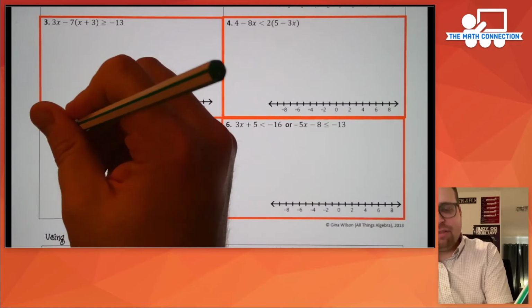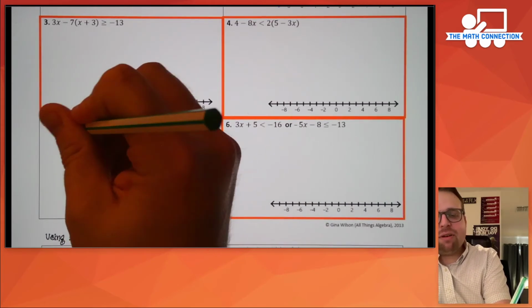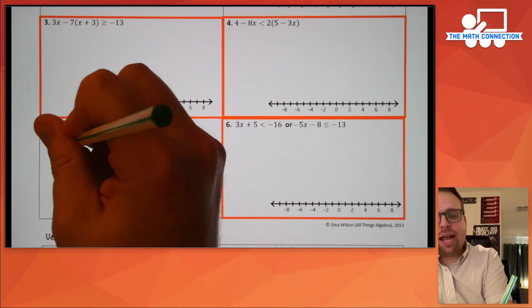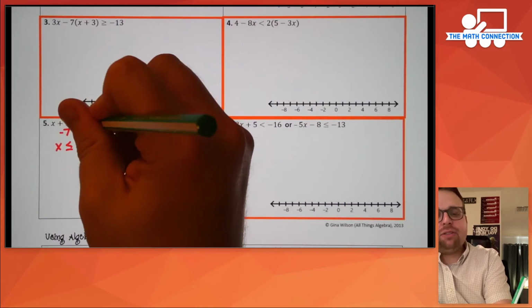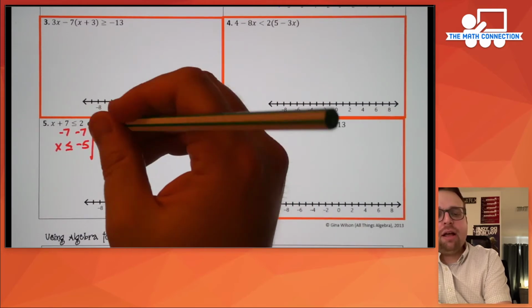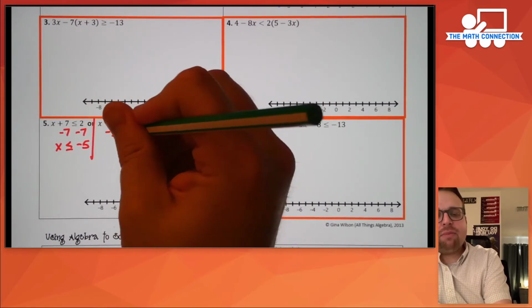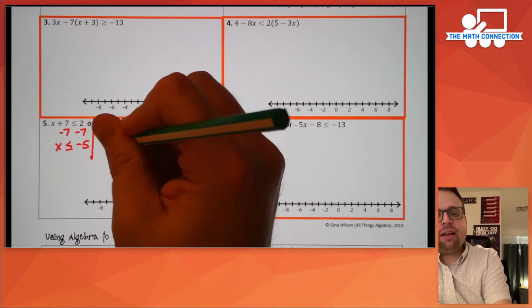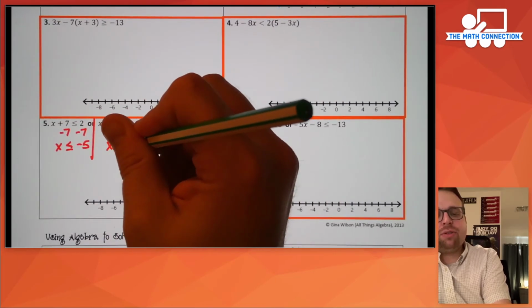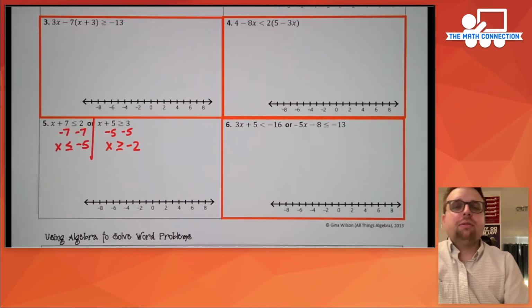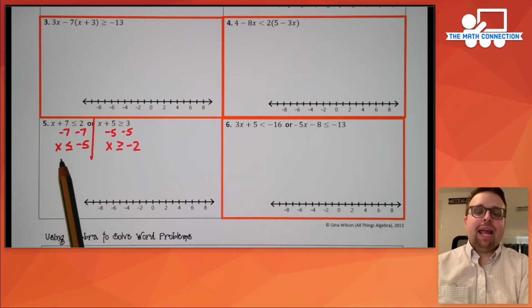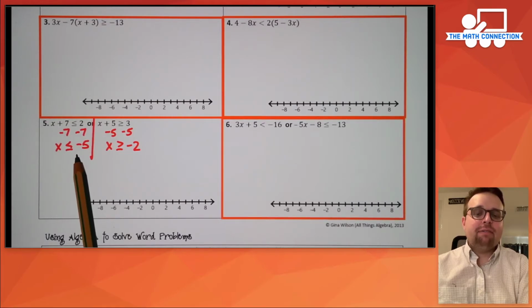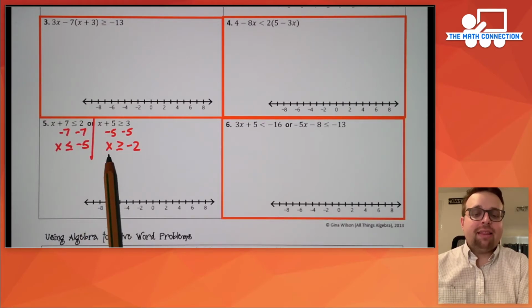So let's solve the first one by taking 7 away from both sides, and you're going to get x is less than or equal to -5. And then draw a line here because you have an OR, okay? The other side, you need to take away 5 from both sides, and all you're going to have left is x greater than or equal to -2. So there's two possibilities here. The value of x can be anything less than or equal to -5, but it can also be anything that's greater than or equal to -2.